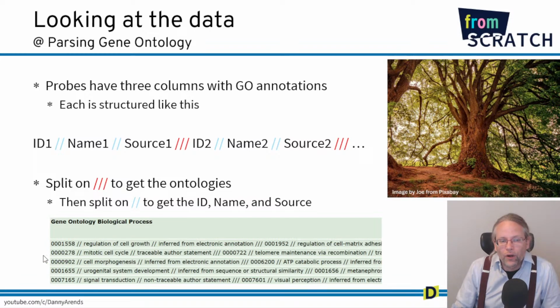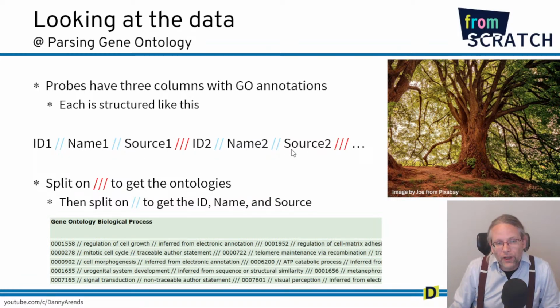The second one is a probe which has been annotated to the mitotic cell cycle, but this has been done by author statement. This means that this annotation comes from a paper that has been published, right? So this is a stronger annotation than the inferred from electronic annotation. So some gene ontologies are very certain, some of them are less certain because they are done automatically.